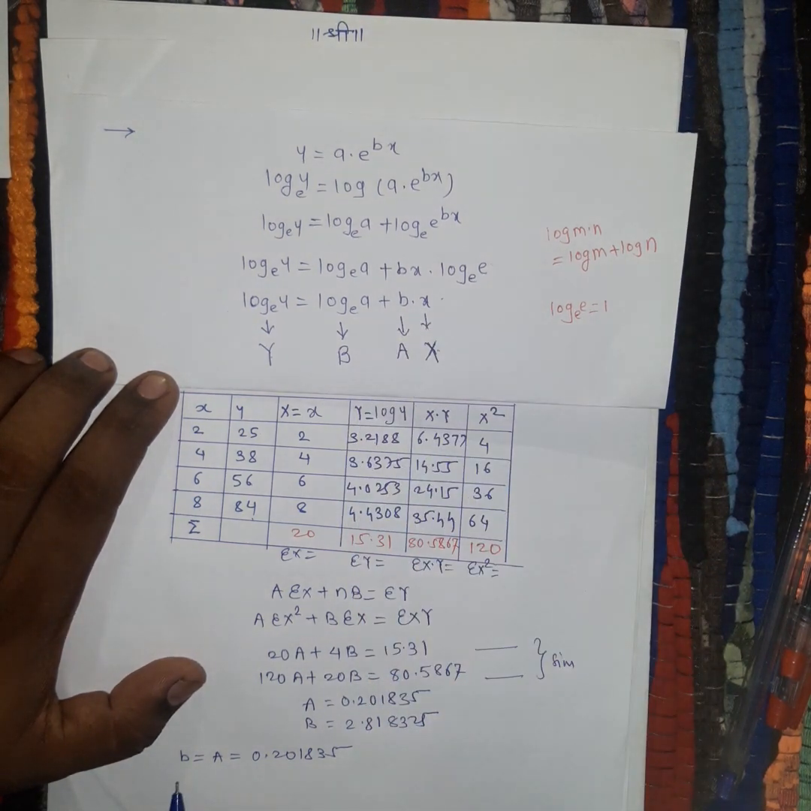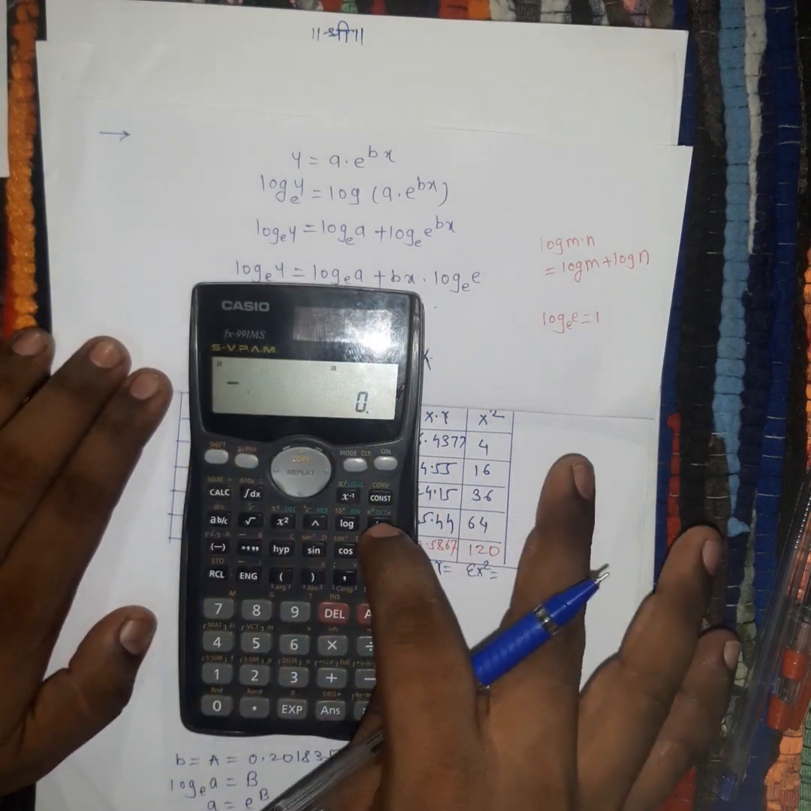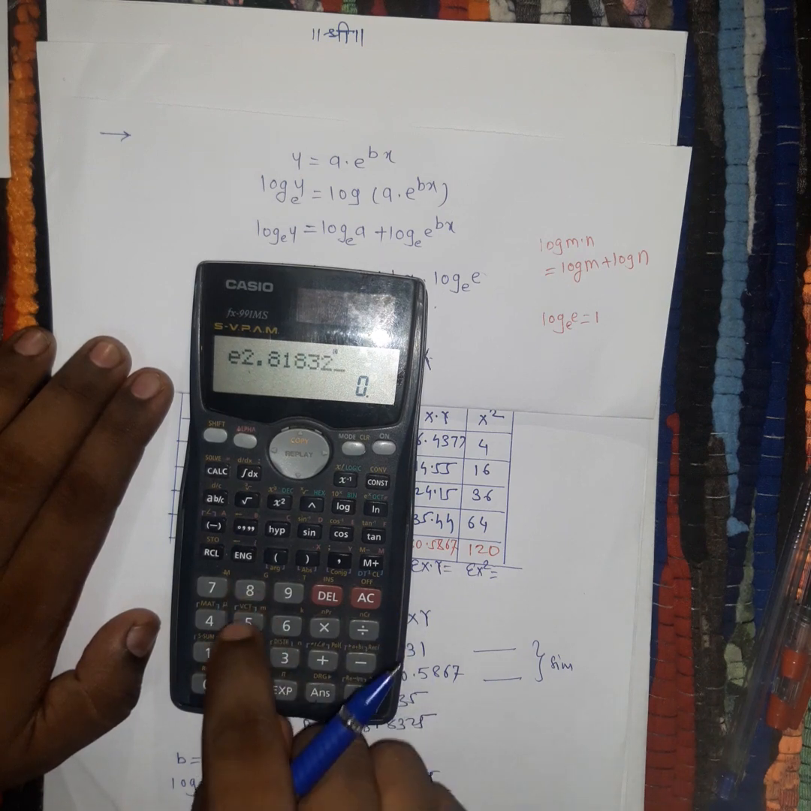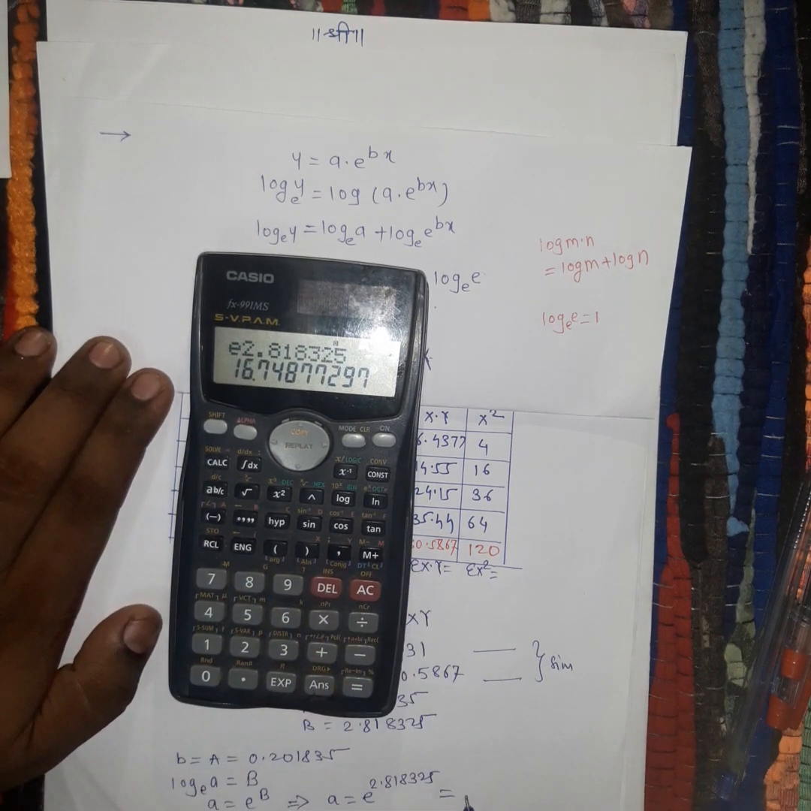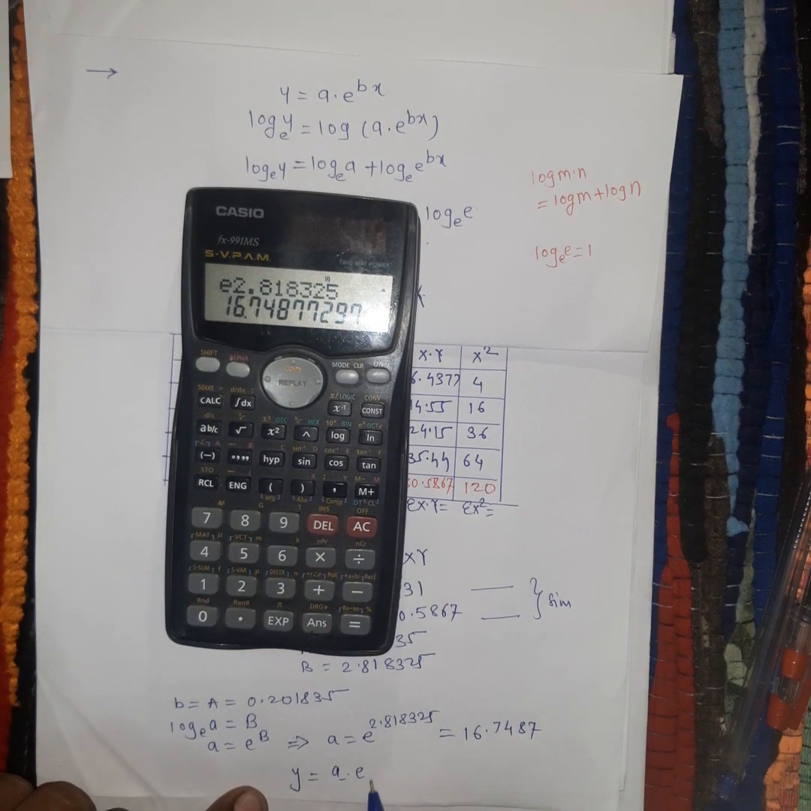Now we have to find out the small a. So log to the base e of small a is equal to capital B. So a is equal to e raised to B. We will calculate this value. a is equal to e raised to 2.818325. So this value is 16.7487.